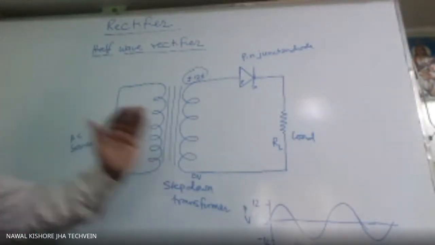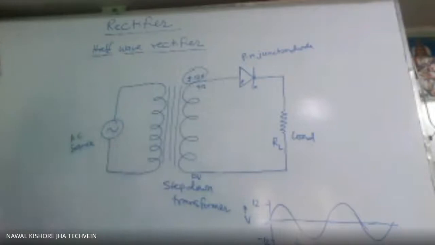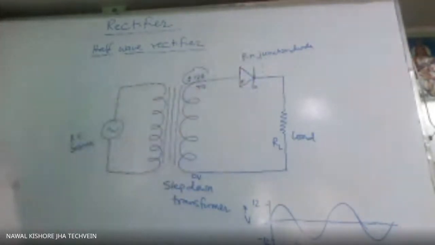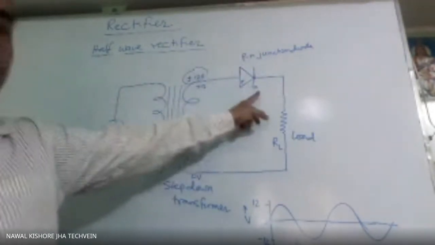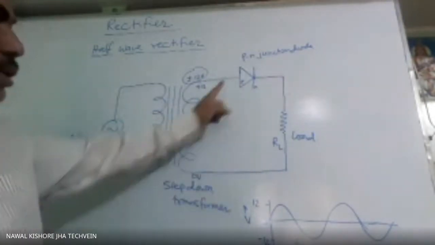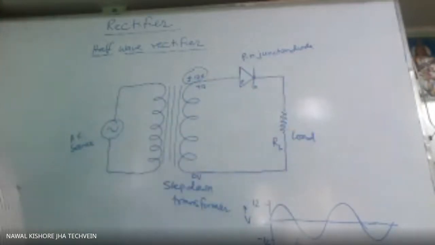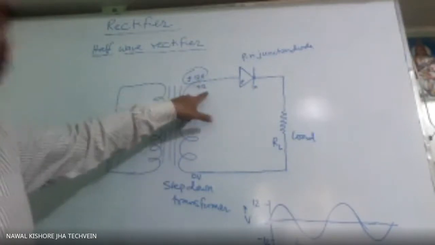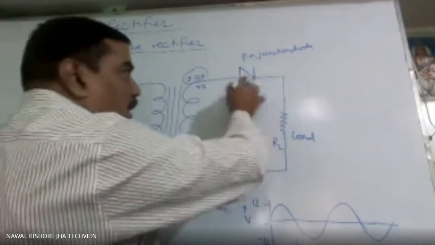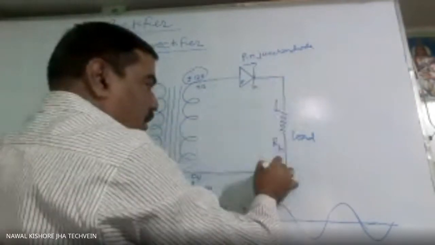Now, suppose at any instant, this is at plus 12 and this is 0. Is it forward biased or reverse biased? Here it is plus 12, this is 0, that is, it is at higher potential. So now it is forward biased. So this diode will conduct, that means it will allow current to pass through. So when it is at higher voltage, we will get current. The direction of current will be in this direction only, from P to N.